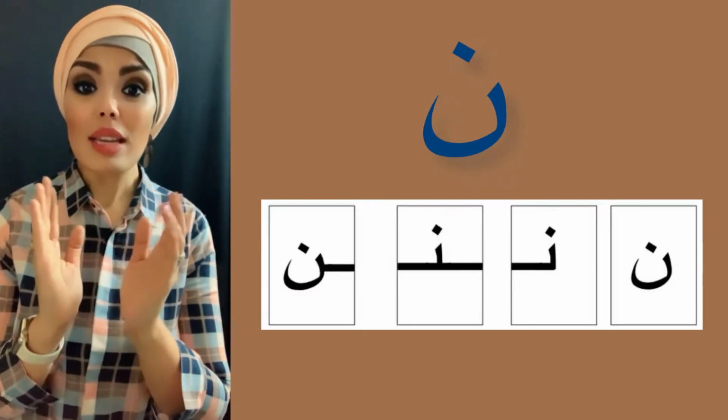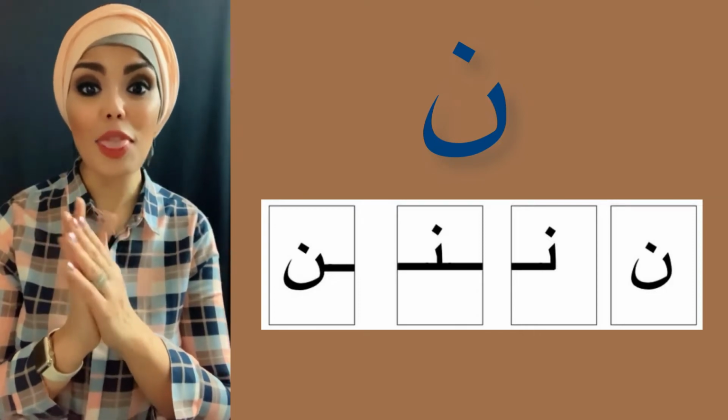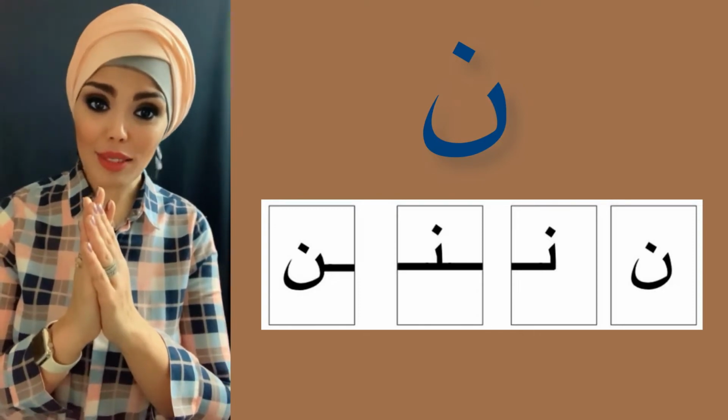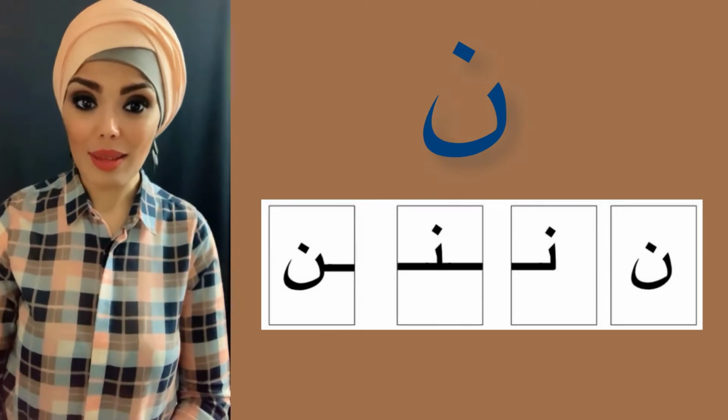Noon sounds like the letter N in English. Noon, in the separate shape, has that rounded cup. But at the beginning and middle of the word, it has exactly the same shape as the letter Ba, Ta and Tha, while at the end of the word, we have the full shape of the letter Noon.